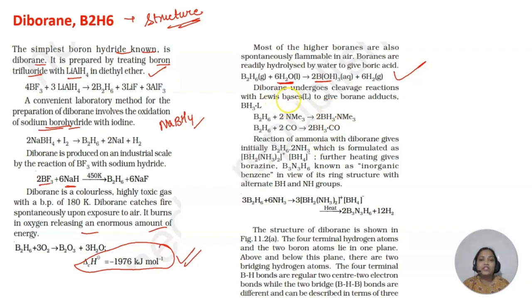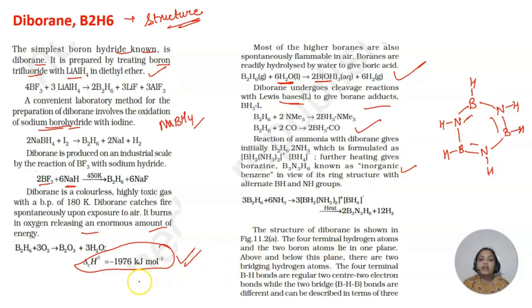So it undergoes cleavage reaction with Lewis base to form borane adducts. You can see here with ammonia it will form a complex, and on further heating it gives you borazine, which is known as inorganic benzene, B3N3H6. Okay, this you should know. So alternate BH and NH groups are there, like this. You know benzene. So this is borazine. You can draw it also: NH, NH, BH. So alternate groups are present.